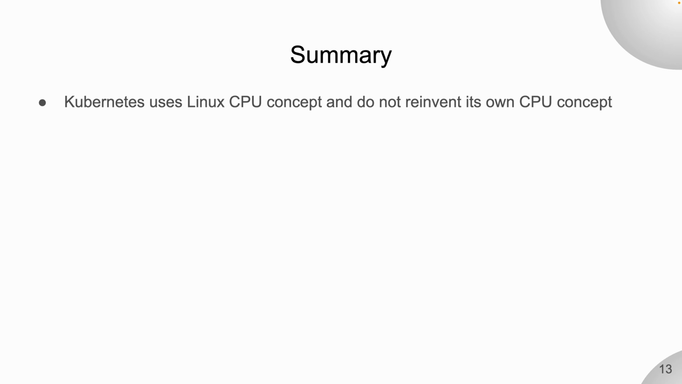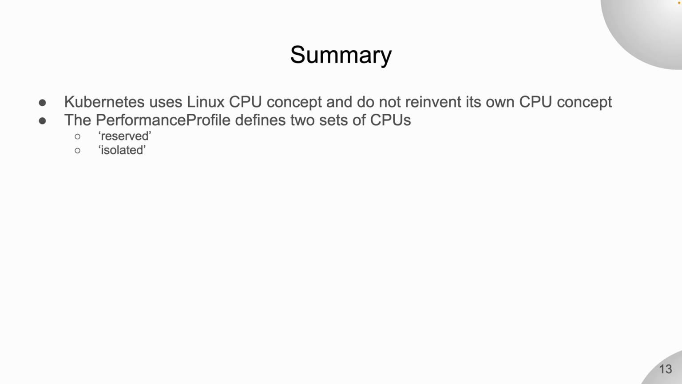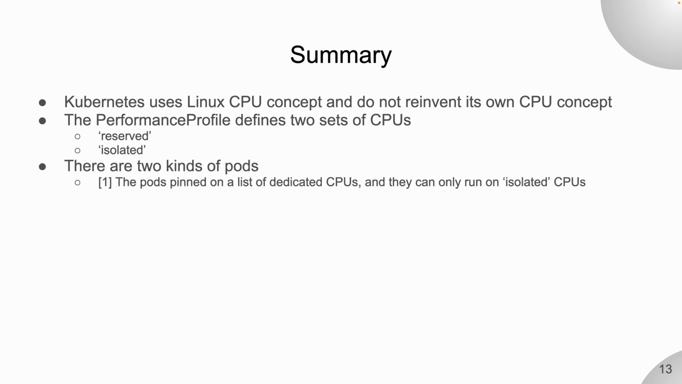To summarize, Kubernetes uses the Linux CPU concept and does not reinvent its own CPU concept. So a Linux CPU equals a Kubernetes CPU. The performance profile object defines two sets of CPU, the reserved CPU and the isolated CPU. On those CPU, you run pods. And there are two kinds of pods. The pods pinned on a list of dedicated CPU, and those pods can only run on isolated CPU. Those pods have request equal to limit, and request and limits are integers.